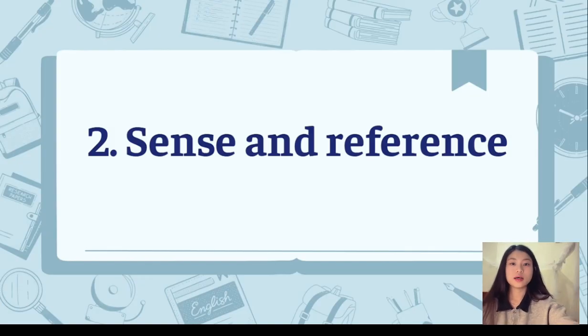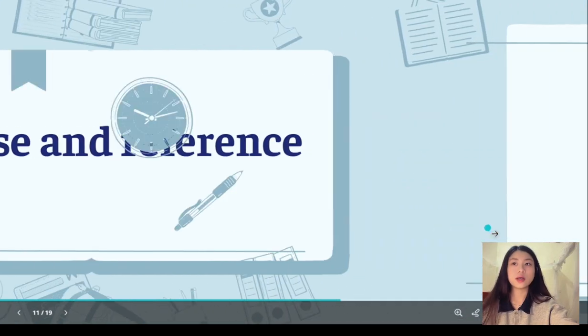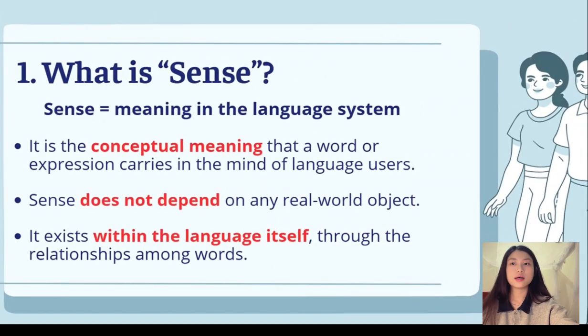Hello teacher, today I'm going to talk about two important concepts in semantics: sense and reference. These concepts help us understand how language connects to meaning and to the real world. First, let's look at the idea of sense.